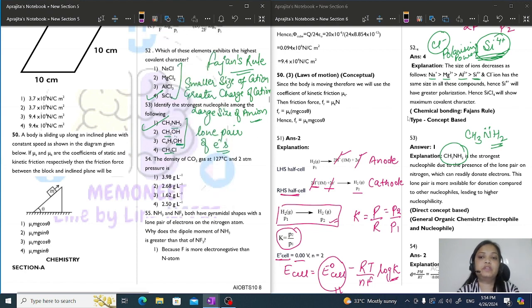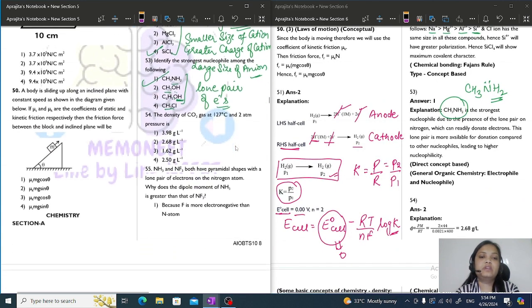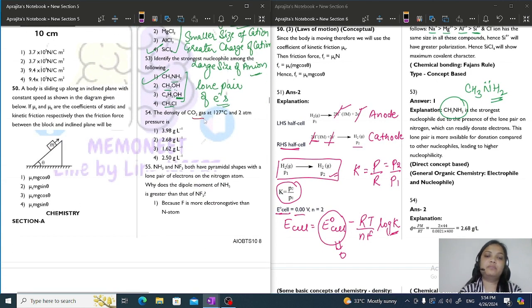Question number 54. Now we need to find the density of carbon dioxide gas at 127 degrees Celsius temperature and 2 atmospheric pressure. Now how are we going to find out the density of the gas? First of all, please convert this temperature to Kelvin. So it will be 400 Kelvin.